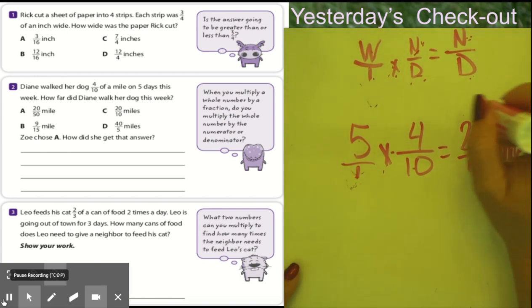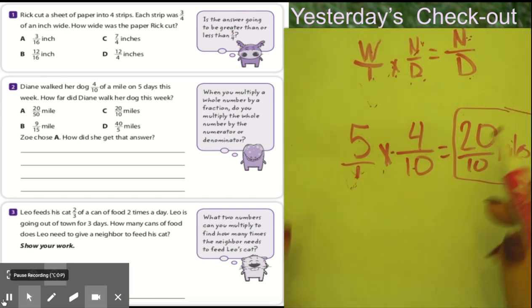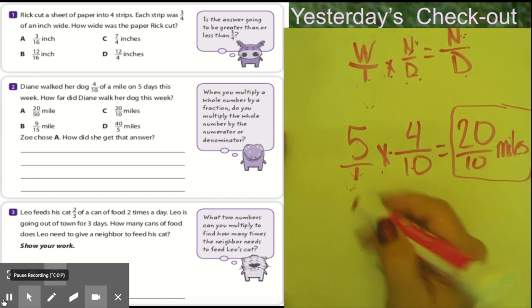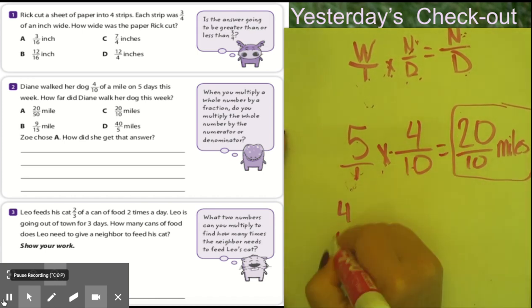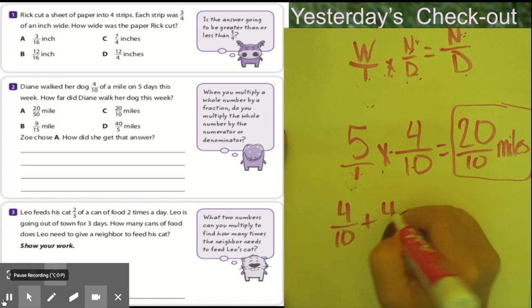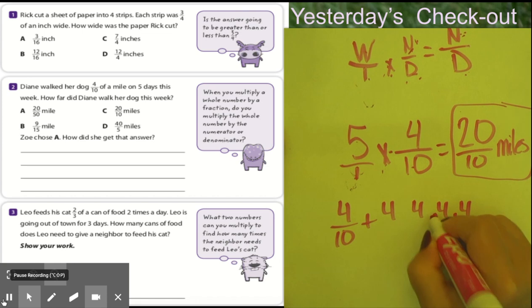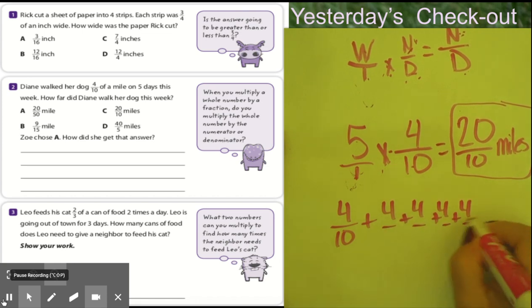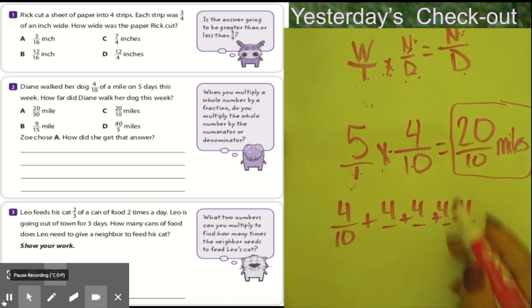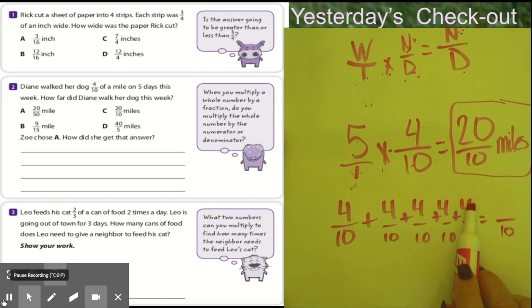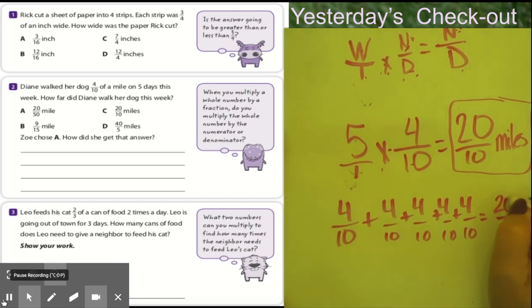So this is the correct answer, and you could have illustrated it with a number line, skip counting. Let's just skip count. 4/10, 5 times. 1, 2, 3, 4, 5. And we're not going to mess with the denominator because we are totally using addition here. So they're all going to be 10, and even the answer is going to have a 10 for a denominator. 1, 2, 3, 4, 5. I have 5 fours, which is 20.